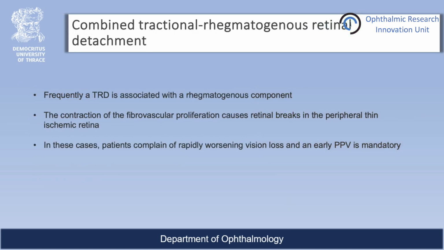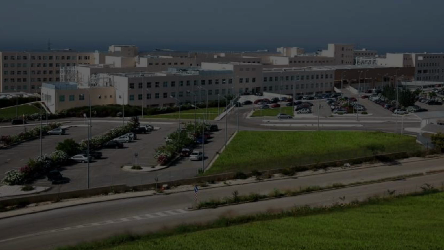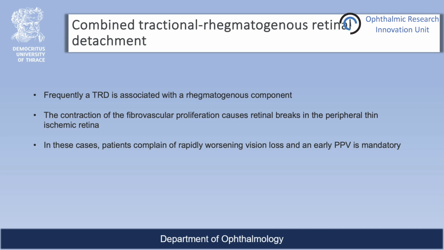Frequently, a tractional retinal detachment is associated with a rhegmatogenous component, since the contraction of the fibrovascular proliferation could cause some retinal breaks in the peripheral thin ischemic retina. The result is a combined tractional rhegmatogenous retinal detachment. And in these cases, patients complain of rapid and worsening vision loss, and an early PPV is mandatory.